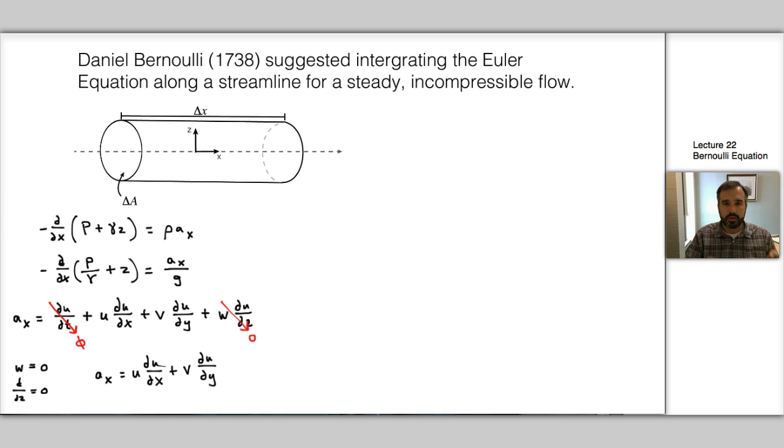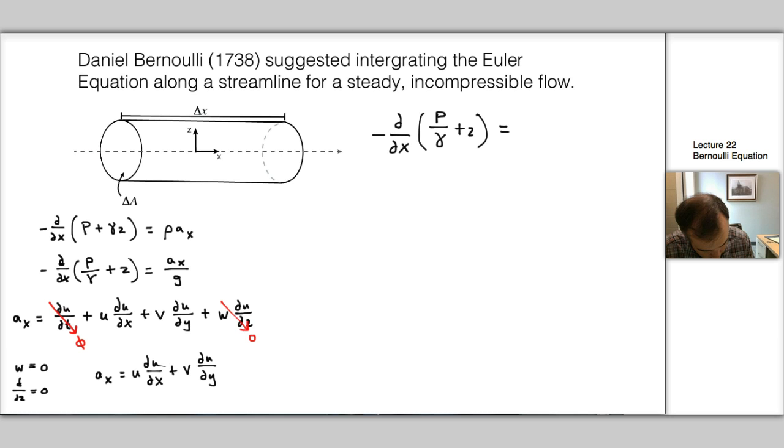Okay? And what we want to do now is plug that into our Euler equation. So let's go over here. I'm going to plug it into our Euler equation, and we're going to get negative d over dx of p over gamma plus z is equal to 1 over g times u du over dx plus v du over dy.